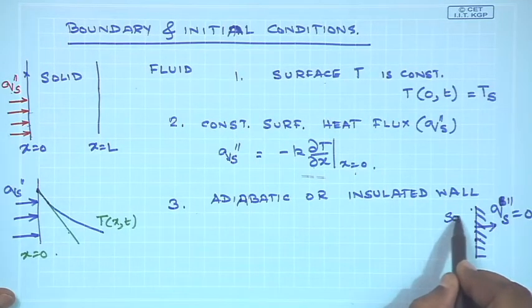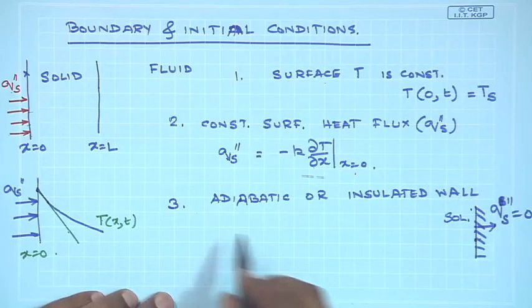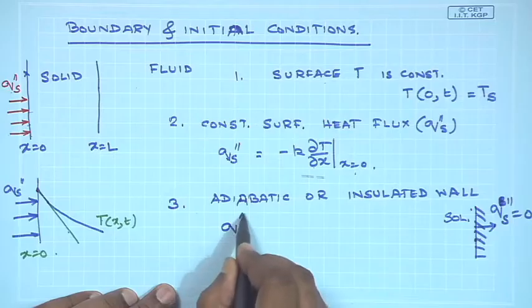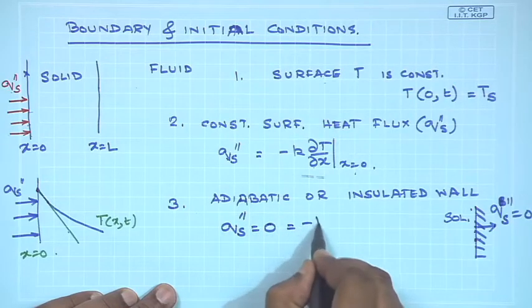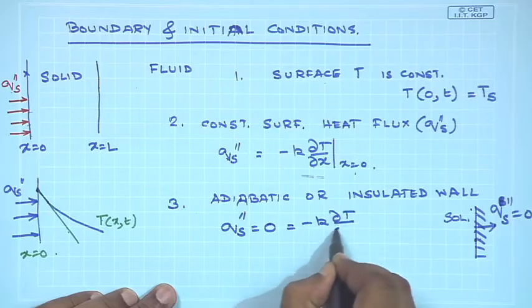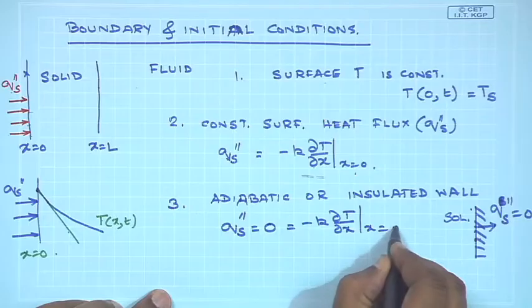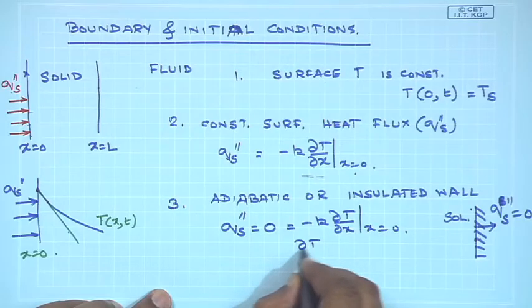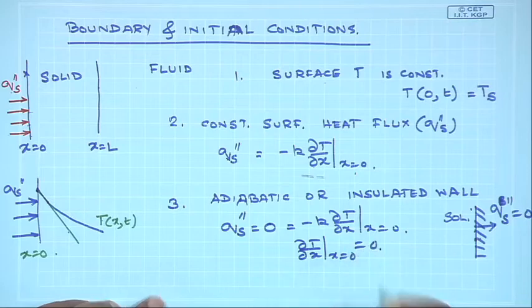So, this side is solid, and on the other side I have perfectly insulated this. So, since q_s'' due to insulation is equal to 0, this must be equal to k ∂T/∂x at x equals 0. So, this would give you that ∂T/∂x at x equals 0 is 0.